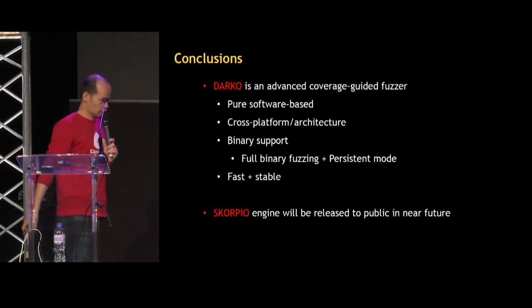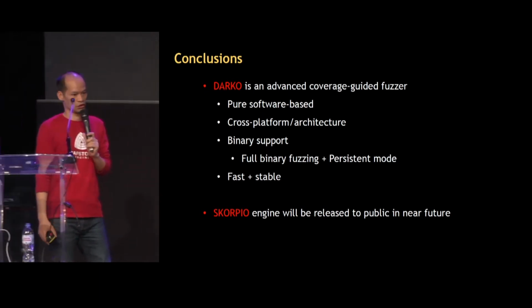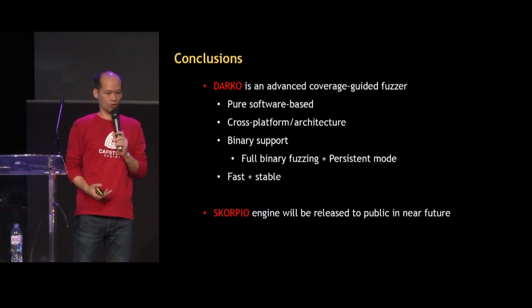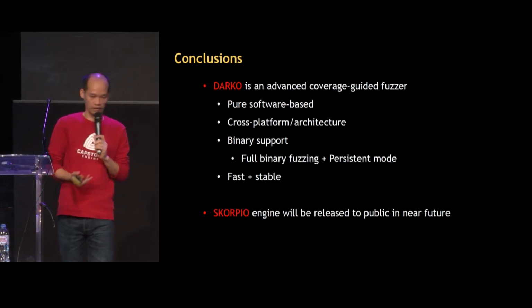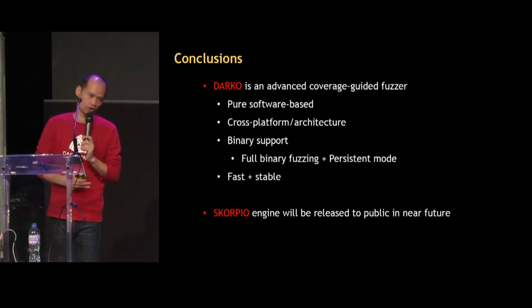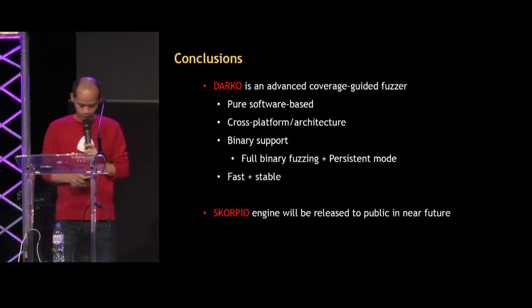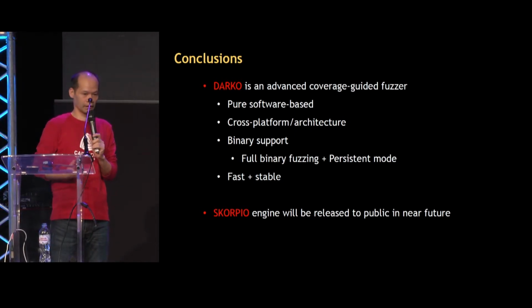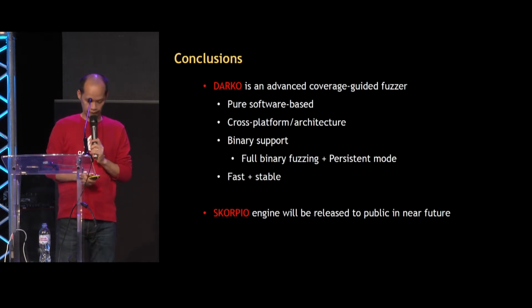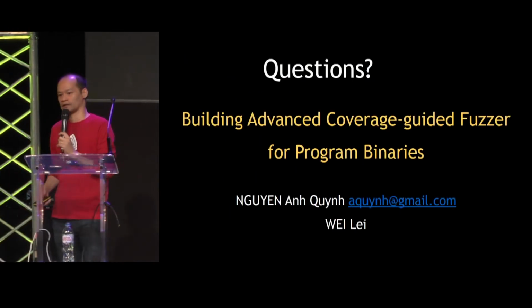For Darko, we have no plan for what to do with that, but for the Scorpio instrumentation framework, we will release the framework to the public in the very near future, because it's still not perfect at the moment. We still need to work on that. So you'll see an announcement on the public release of Scorpio in the future, probably in a few months. Okay, that's it. Any questions?